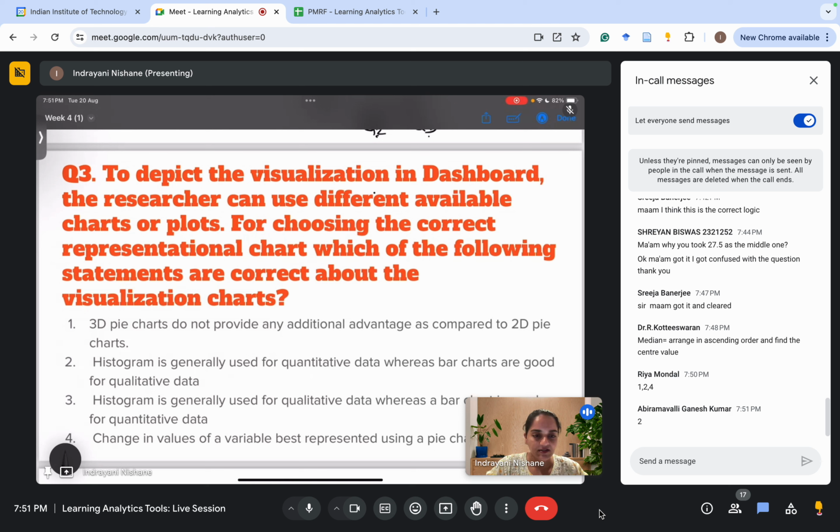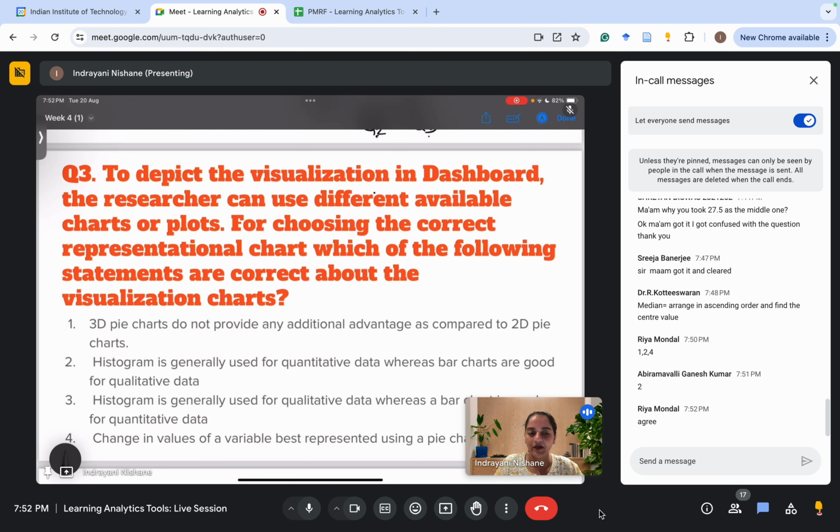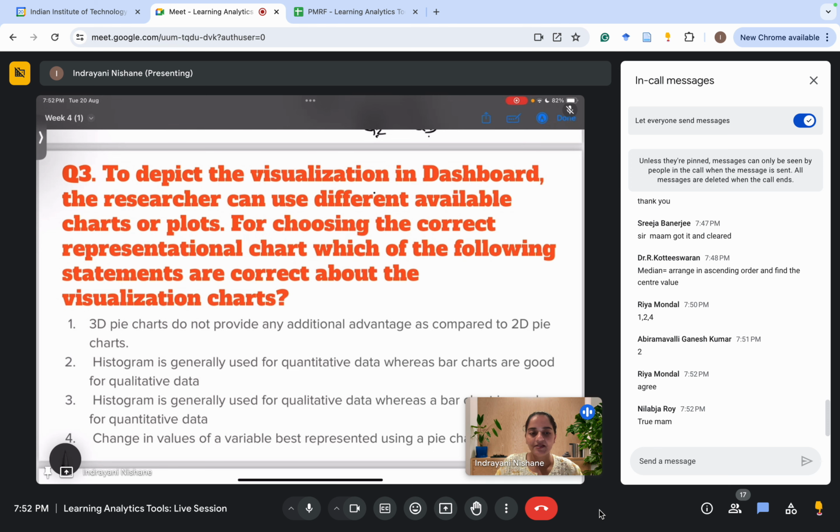I'm getting answers in the chat box, that's good, but let's go through the options. A 3D pie chart does not provide any additional advantage compared to 2D pie charts. Is there agreement or disagreement about this statement? Does a 3D pie chart provide some additional information over 2D pie charts, or is there no additional advantage? They are just the same, it is just the 2D picture or 3D picture with the illusion. So this seems to be true, right?